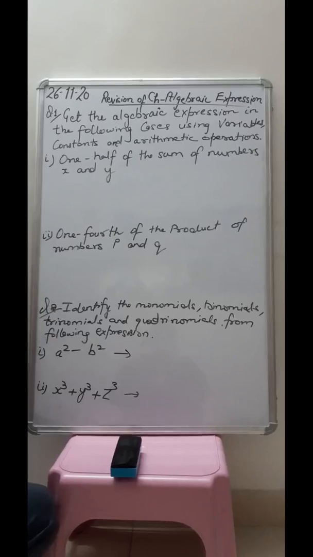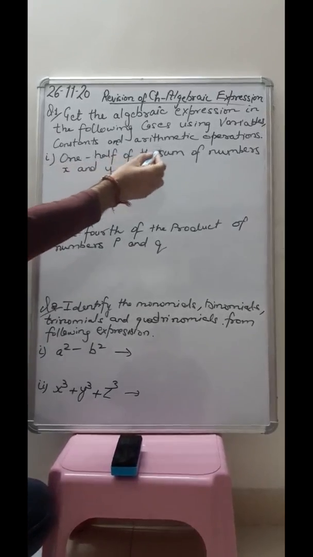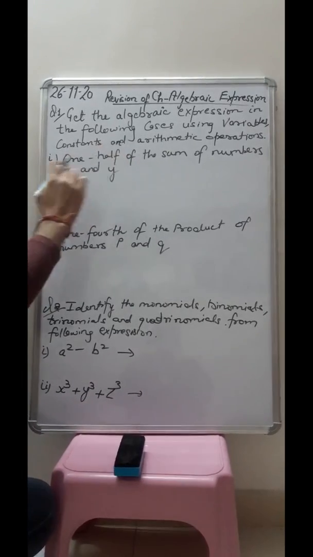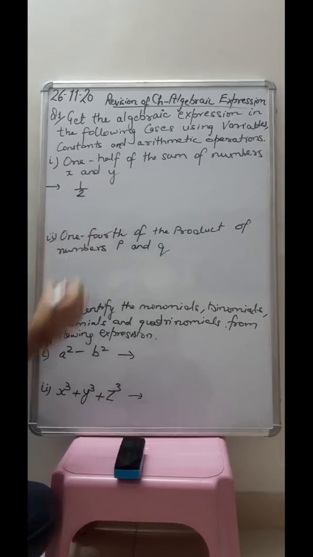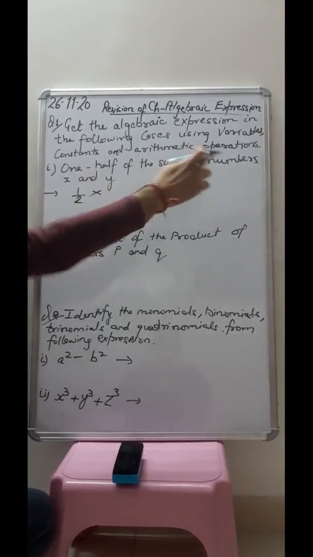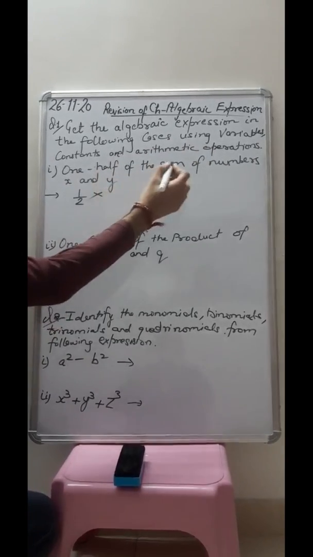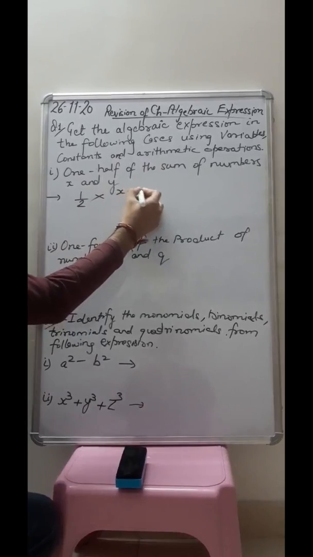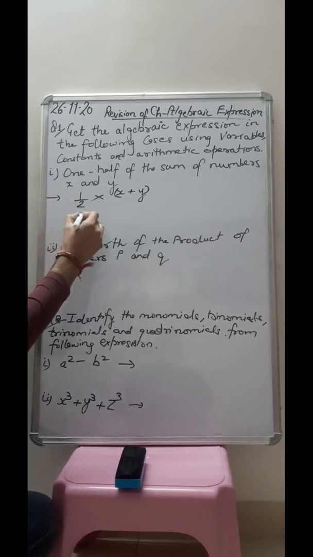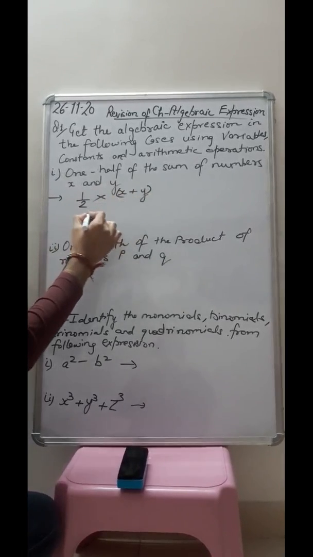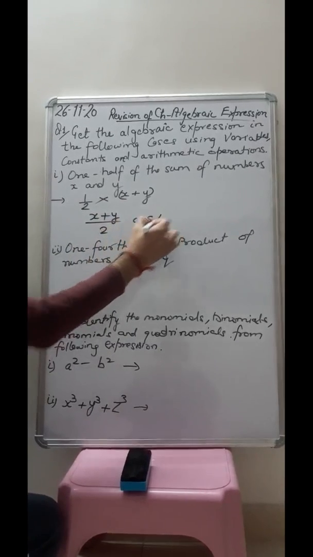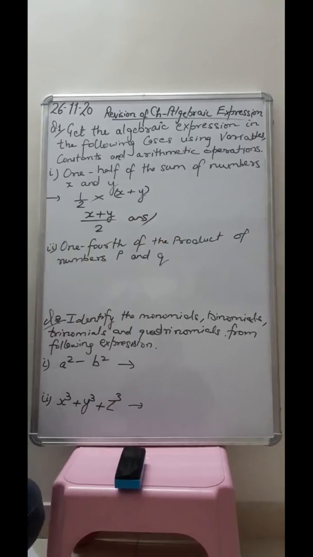The first case is 1/2 of the sum of numbers x and y. So the solution: 1/2 means 1/2. "Of" means multiply. Sum of numbers x and y means x plus y. So this is your one step, and the final answer will be this 1/2 multiplied by x plus y. That means you can write it as (x plus y) upon 2. In this way we can form an algebraic expression.